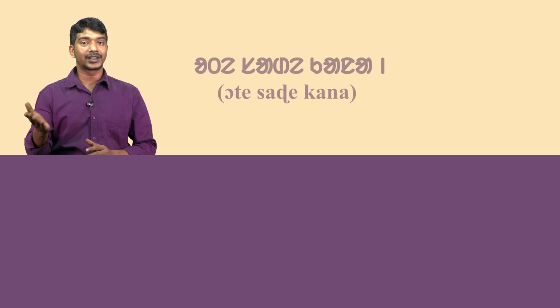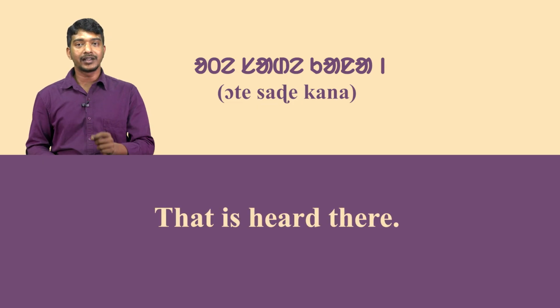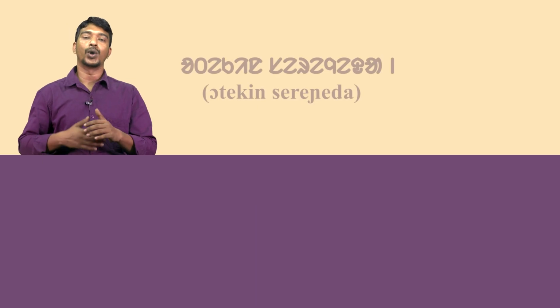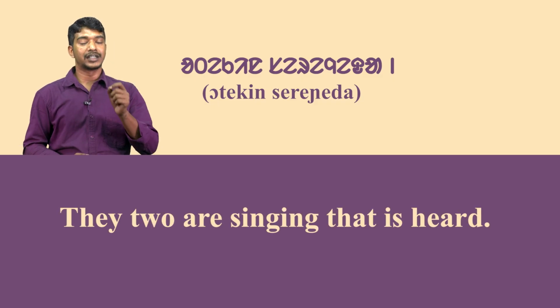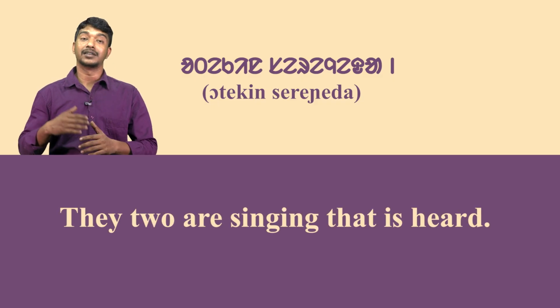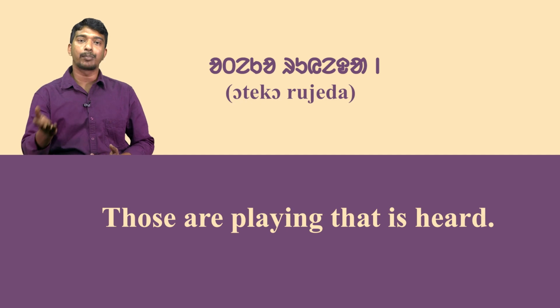Next, we consider the following sentences. Ote sade kana means that is heard there. Otekin serenyeda means the two are singing, that is heard. Oteko ruyeda means those are playing, that is heard.